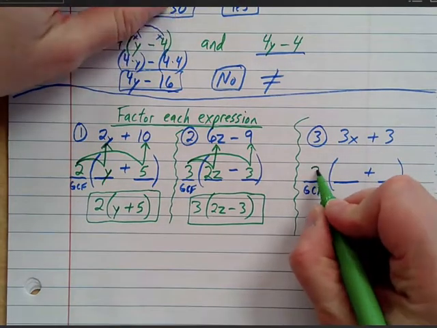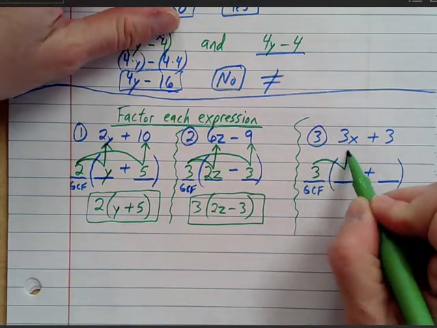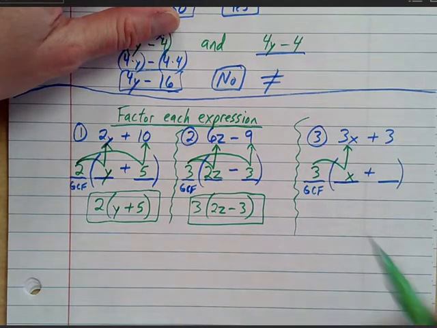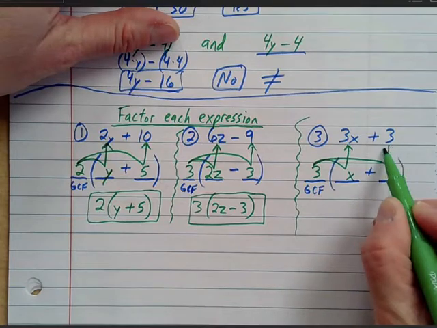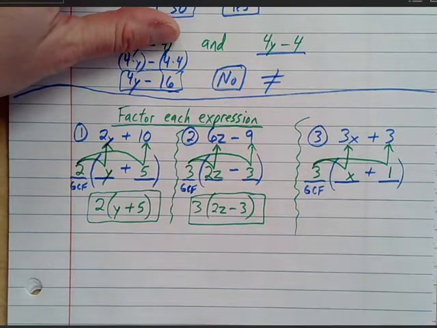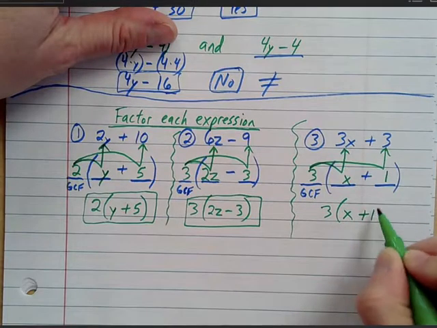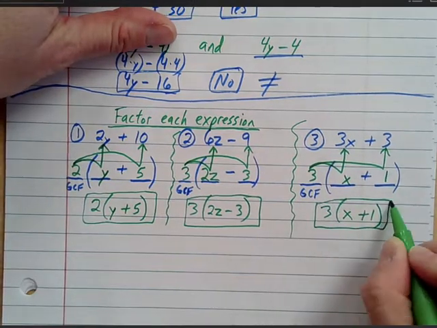You should see 3. 3 times this blank gives us 3x. Well, you have to have an x because there's an x up here. 3 times what number would give us 3? 1. And remember, we do not put a 1 in front of x. It's implied that this is 1x. 3 times what gives us 3? And we would need a 1 here. Nice and neat. 3 parentheses x plus 1, and you are done. That's what factored form looks like.